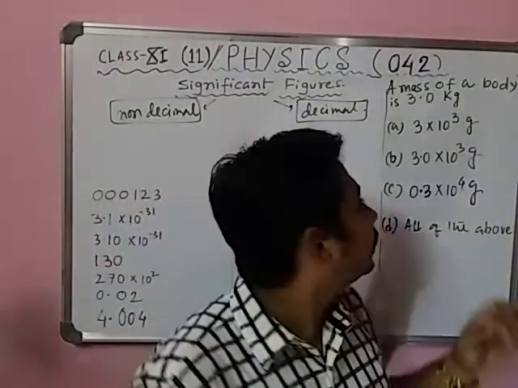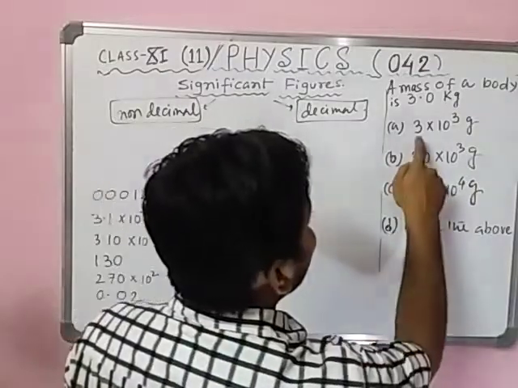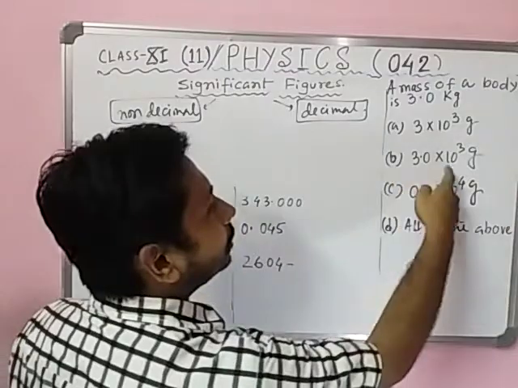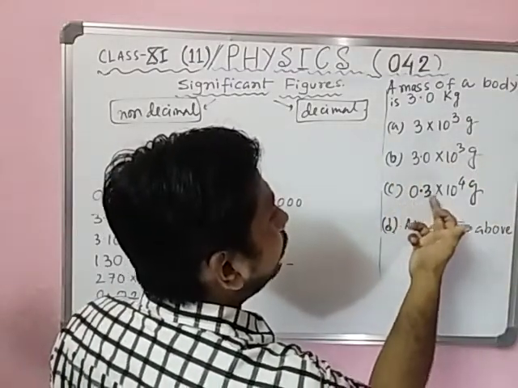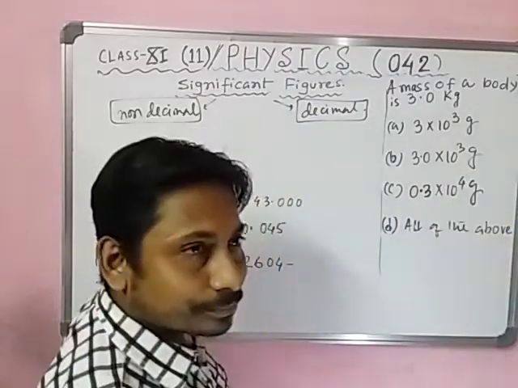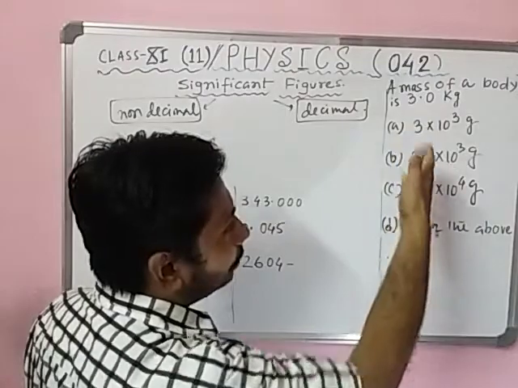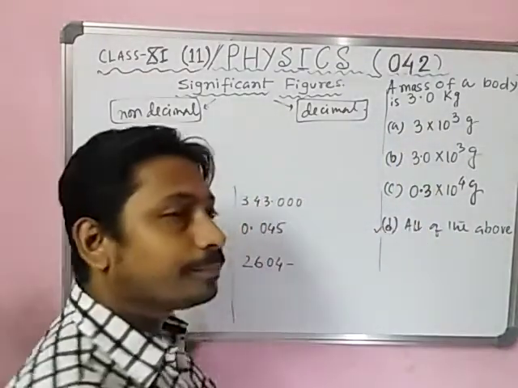3.0 kg means 3000 gram. So the first option is 3 into 10 to the power 3 gram, the second is 3.0 into 10 to the power 3 gram, or you can write 0.3 into 10 to the power 4 gram. It means all three options are correct. So you think the answer is all of the above.